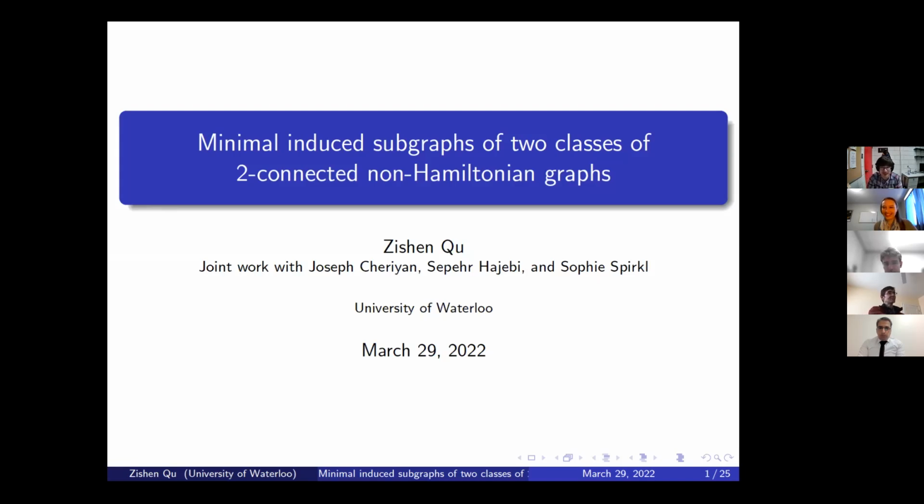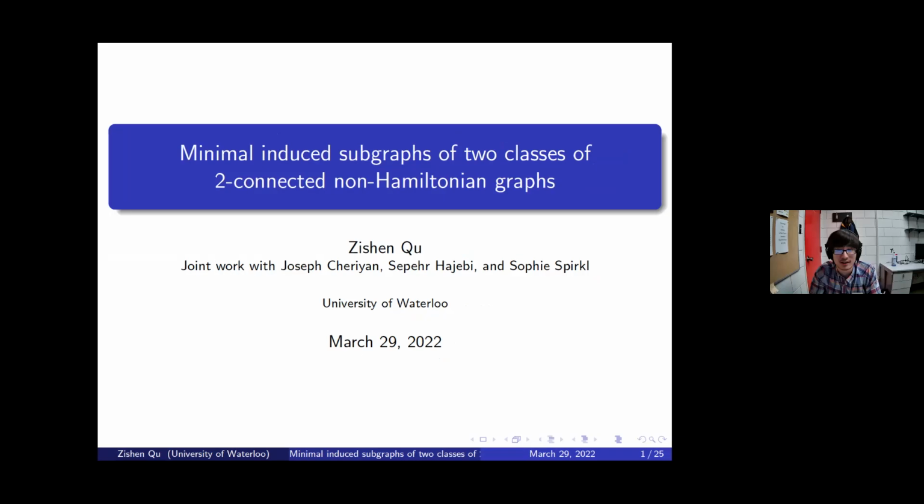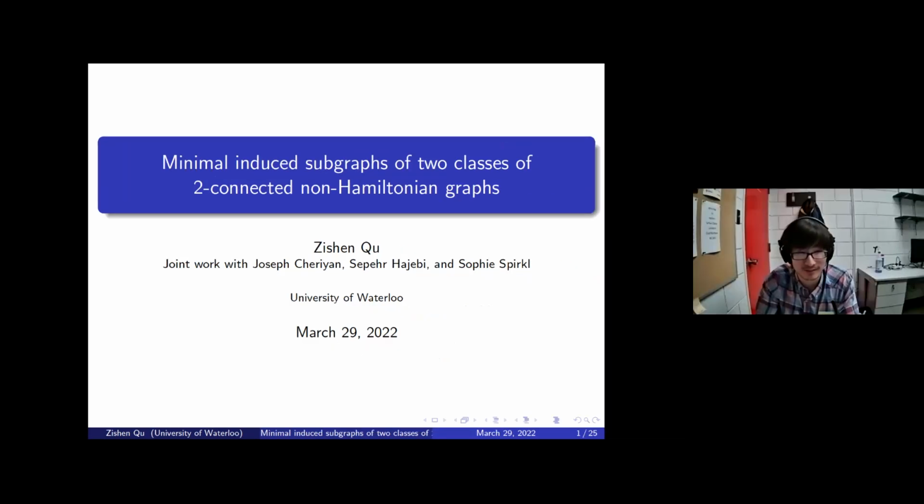Thanks for inviting me to give a talk at this seminar. So yeah, my name is Zishen Q, and most people call me Jason. And I'm going to give some background and then talk about the proofs in some joint work with Joseph Cherian, Sepir Hajibi, and Sophie Spurkle. And the paper is accepted to Discrete Mathematics, so it'll appear there soon. And the title is Minimal Induced Subgraphs of Two Classes of Two Connected Non-Hamiltonian Graphs.